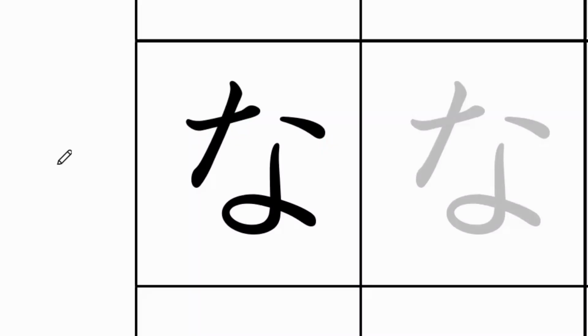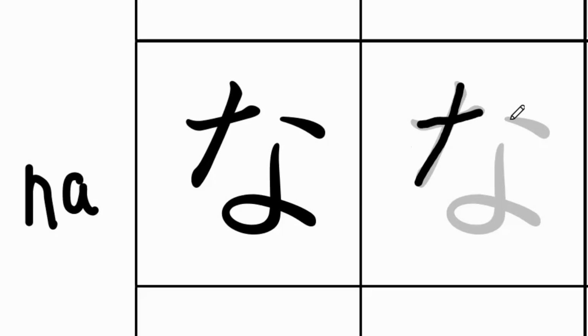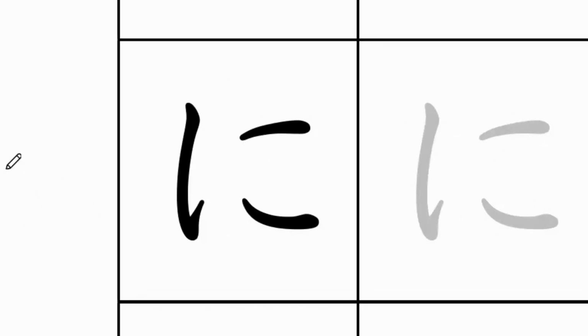So let us see the stroke order of the N row. The first character of the N row is Na. So let us see how to make the strokes. This character Na has got 4 strokes. The first stroke is like this. The second stroke is like this. The third stroke is like this. And the fourth stroke is like this. This is Na.